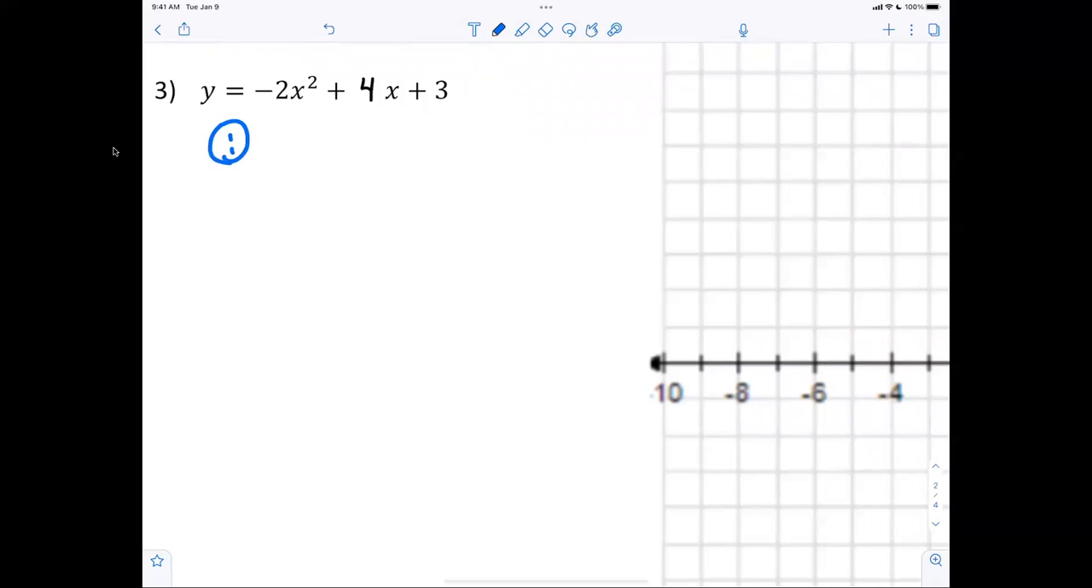So step number 1, let's find the axis of symmetry. So I have x equals what? X equals -4 over... It would be -4 over -4.